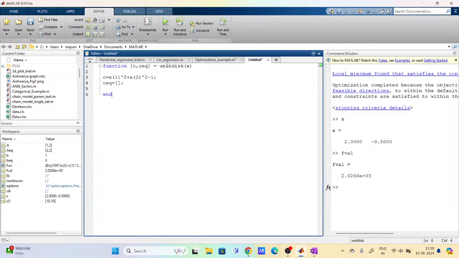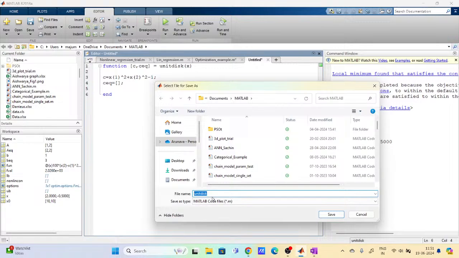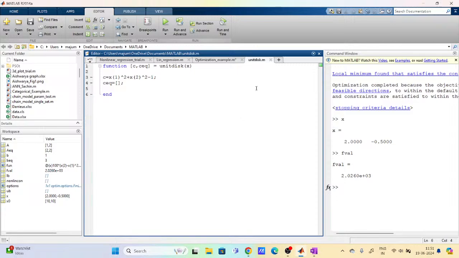But you need to save the file. Look, this file is saved as untitled. There is no significance to an untitled MATLAB file. You need to save this file using a name. So let me save the file. What is the name? You need to use unit disk. Look, it already came like this, unit disk. You don't need to write anything. The name you have written, unit disk, is already displayed here. So now just save it as unitdisk.m. Okay, it is already set.